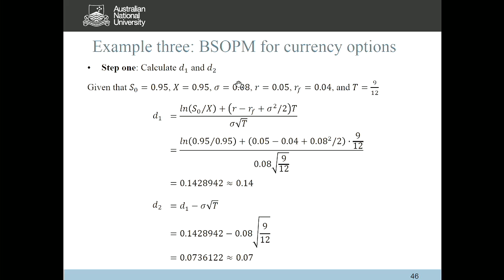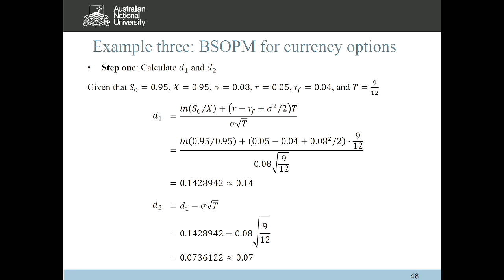So plus the standard deviation, so this is the variance, so that's just 8% squared divided by 2, then times the maturity of the option, which is 9 months. So that's 9 divided by 12. And what's in the denominator is 8% times the square root of 9 on 12. We get the D1 is 0.14. And then we use the D1 to work out the D2, 0.07. Okay? So that's your preliminary calculation to get your D1 and D2.